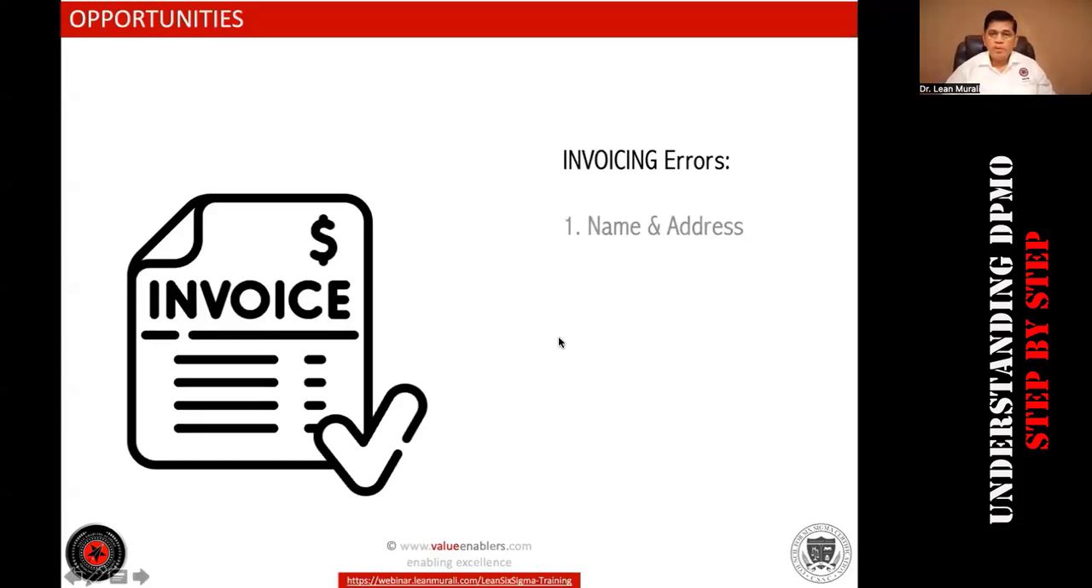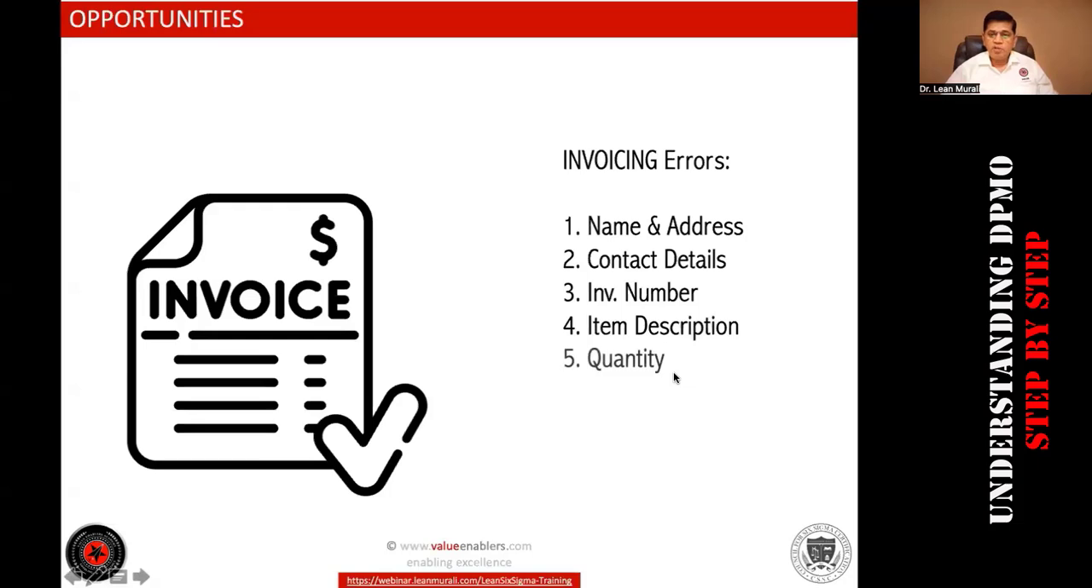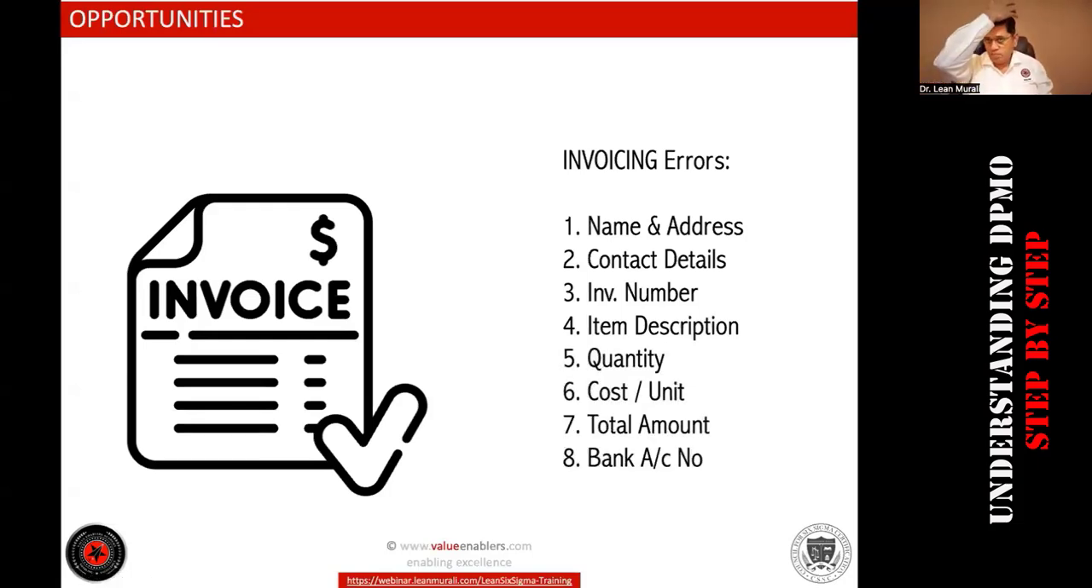All right. So the name and address could go wrong. The contact details could go wrong. The invoice number could go wrong, right? The item descriptions, the quantity, 8 defects that are possible. Okay, 8 opportunities for defects. So the number of opportunities: there are 8 opportunities for defect.